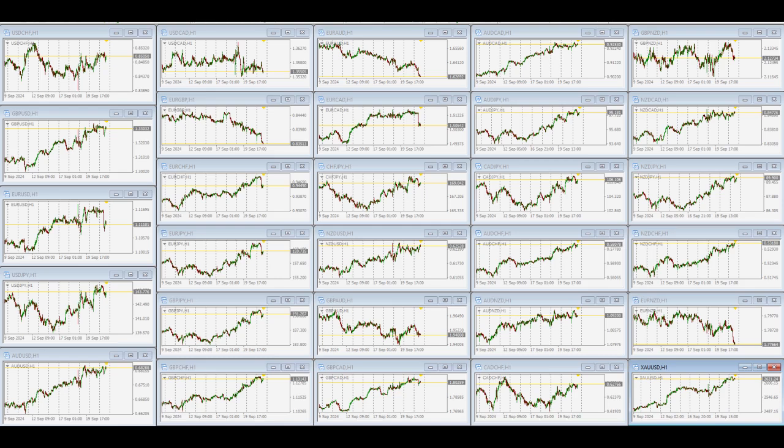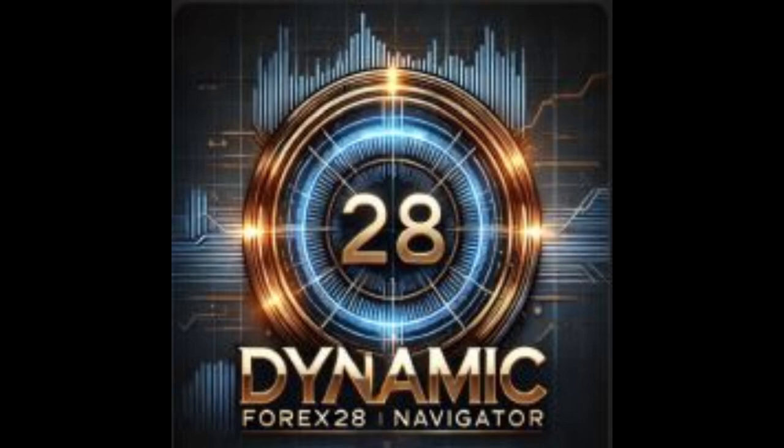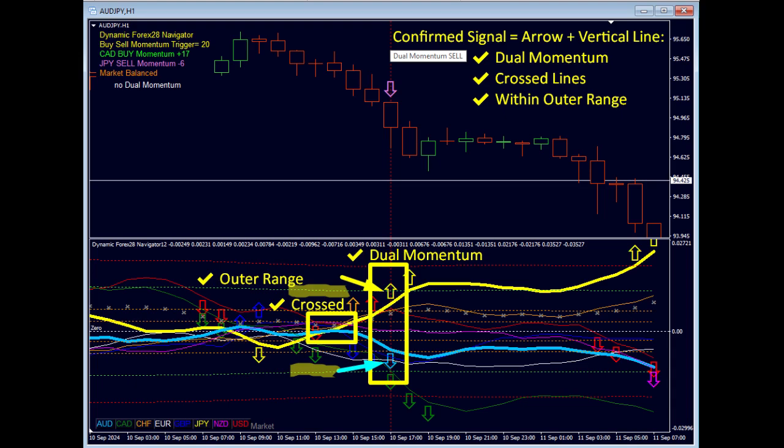Exactly. All right, so we're getting a handle on the foundation of currency strength, but this is where things get really interesting. This Currency Strength 28 guide mentions this thing called, get this, the Dynamic Forex 28 Navigator. Catchy, right? But then it hits us with terms like sell by momentum, dual momentum, momentum trigger. Feels like we're suddenly speaking Klingon or something. Don't worry, it's all going to make sense.